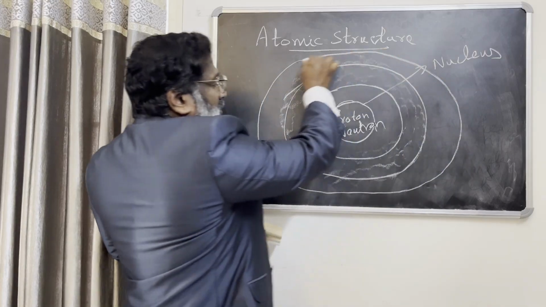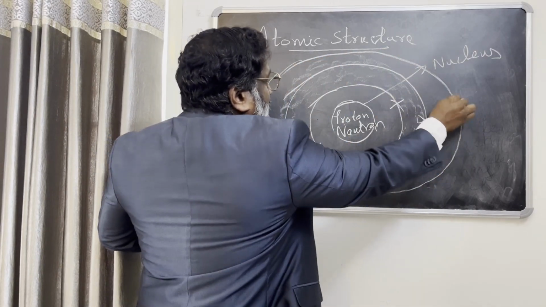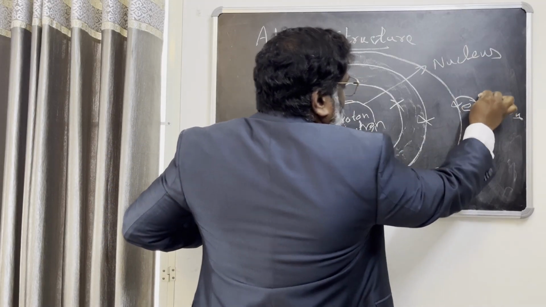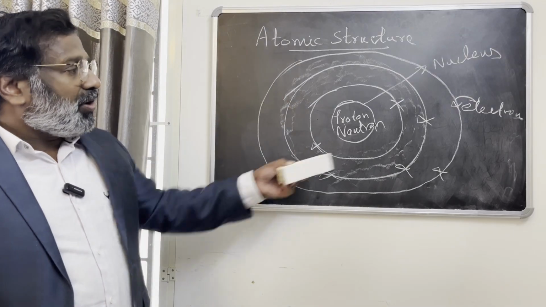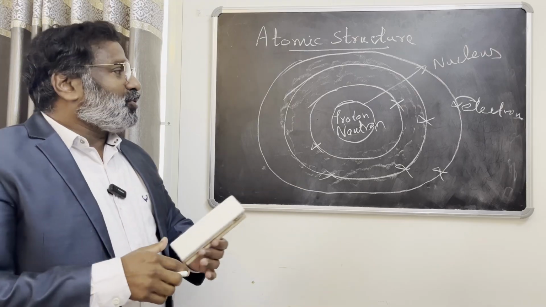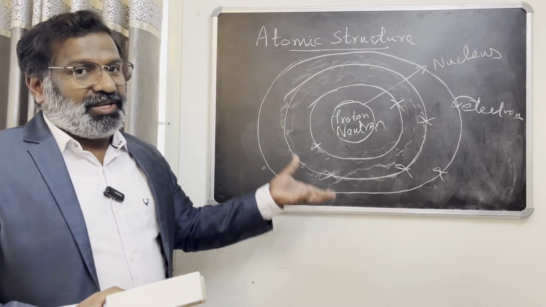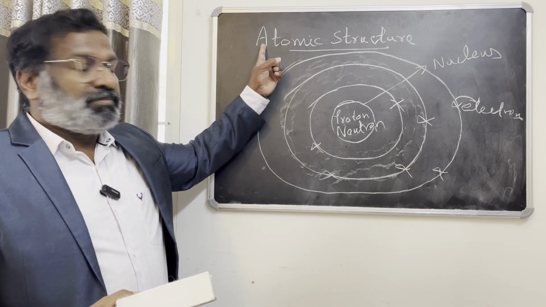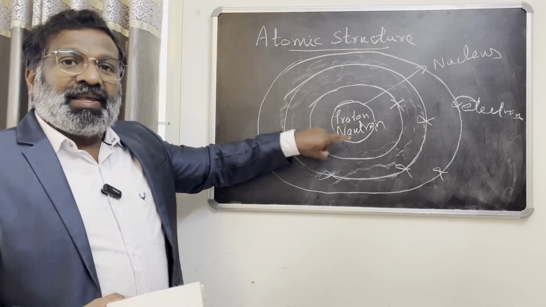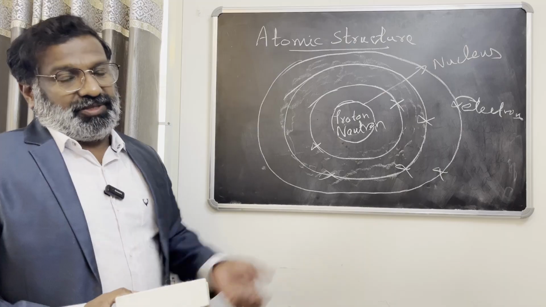These are orbits. The electrons will be there in orbits. These are electrons. This cross mark denotes electron. They revolve around the nucleus in specific orbits. It looks like our solar system. In our solar system, the sun is in the middle and the planets revolve around the sun in specific orbits. Here in an atom, the nucleus is at the middle, which has protons and neutrons, and the negatively charged electrons revolve around the nucleus in specific orbits.